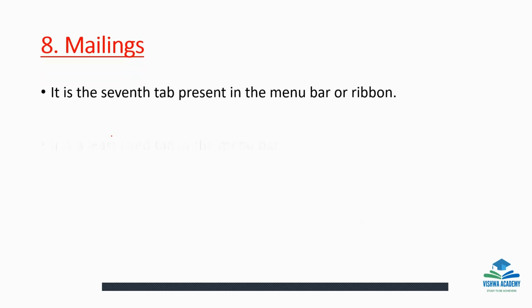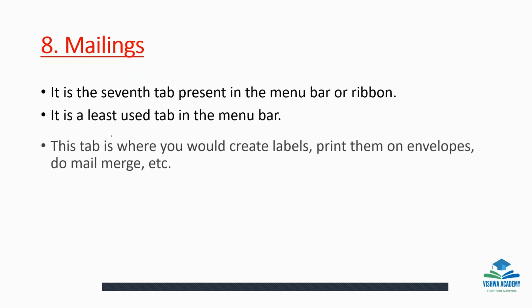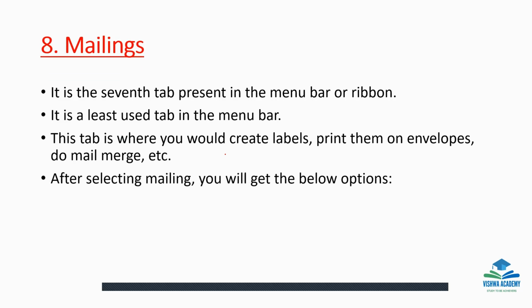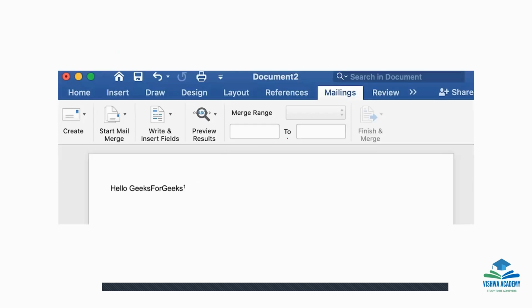For better understanding, Mailings. It is the seventh tab present in the menu bar of the Ribbon. This tab is where you would create labels, print them on envelopes, do mail merge, etc. After selecting Mailings, you will get the below options. This is how Mailings looks: create, start mail merge, write and insert fields, preview results. From here you have to write your mail and decide to whom you are sending this file, for merging, for editing, for modifying, whatever you want.